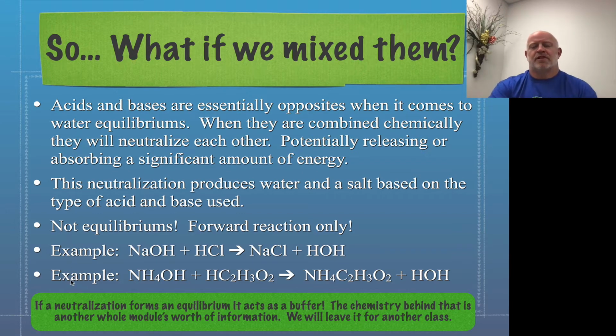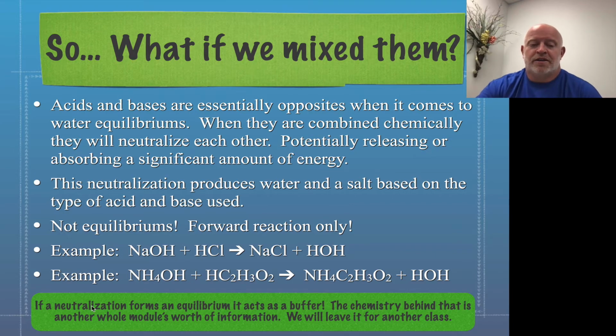I have two examples of that. And the first thing we want to make sure we're aware of is this is not an equilibrium scenario. So we're looking at forward reactions only here when these are put together. Now, keep in mind, there are cases where you can put acids and bases together and you can create equilibriums. It's done in a very specific way using conjugate acids with their bases and bases with their conjugate acids and that kind of stuff.